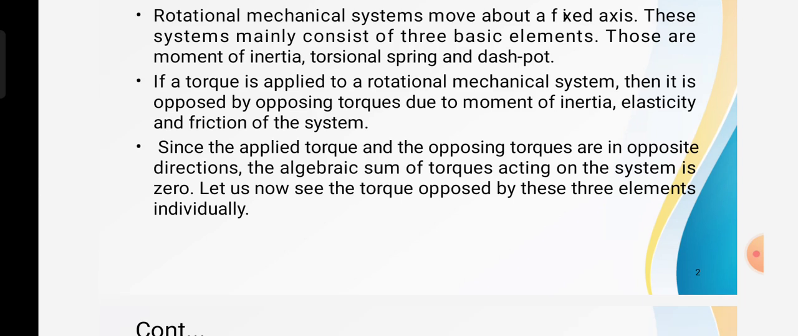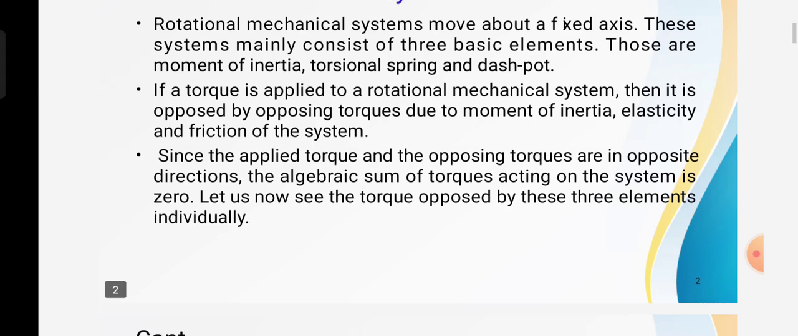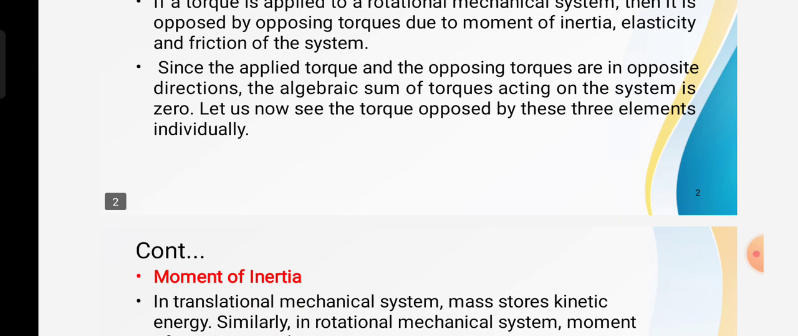When a torque is applied to the mechanical rotational system, what happens? It is opposed by opposing torques due to the moment of inertia, elasticity and friction of the system. By Newton's law of motion, the applied torque and opposing torques are in opposite directions. Therefore, the algebraic sum of torques acting on the system is 0. Newton's law states that the sum of applied torques is equal to the sum of opposing torques on a body. Let's see the torque opposed by the three basic elements.